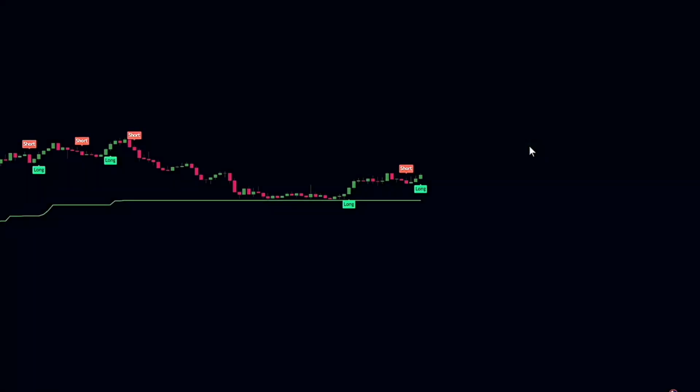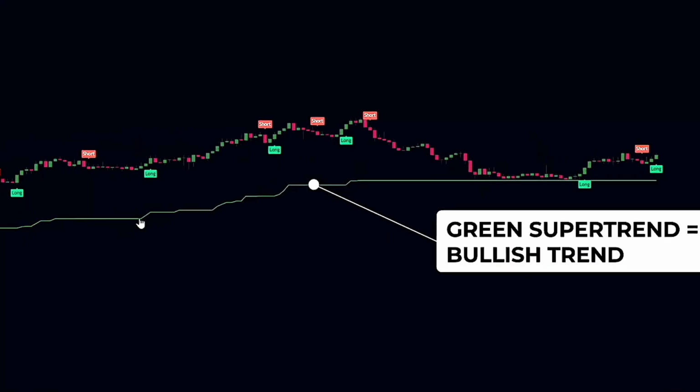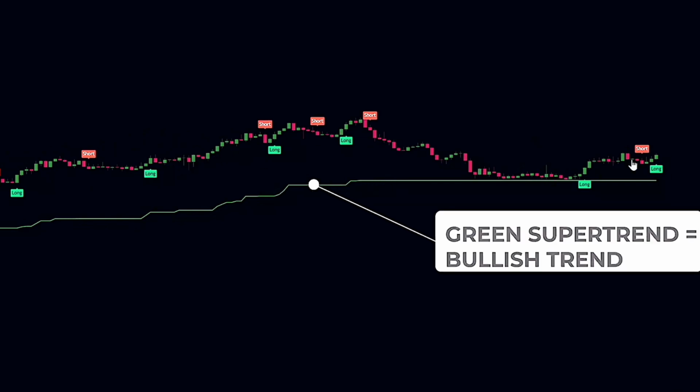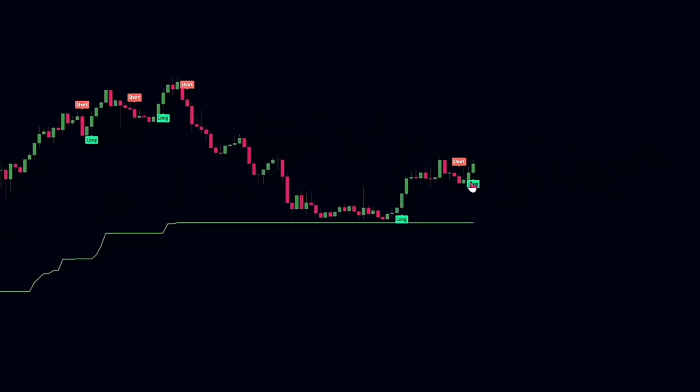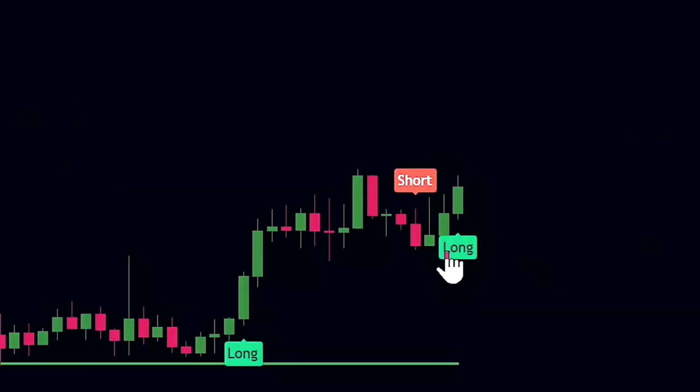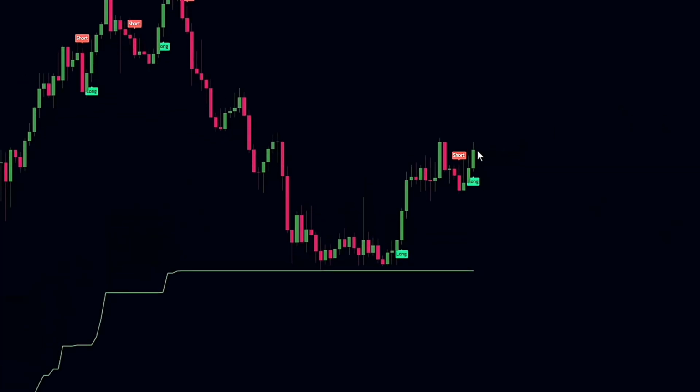Alright, back to the strategy. To take a long trade, here's what we need. First, the super trend indicator should be green and the price should be above it, indicating a bullish trend. Second, the twin range filter should print a buy signal. This now becomes our potential entry candle.